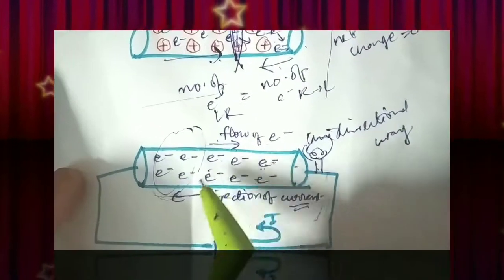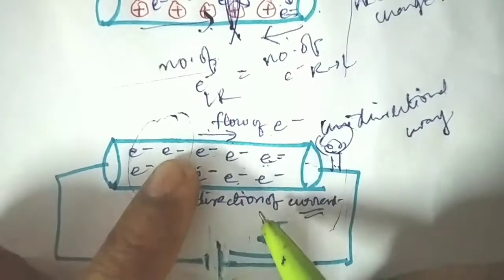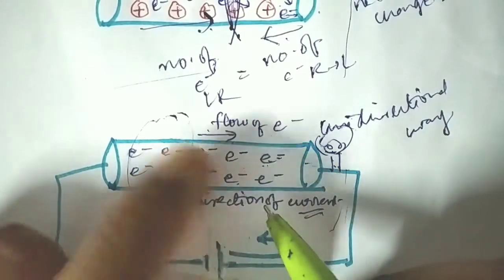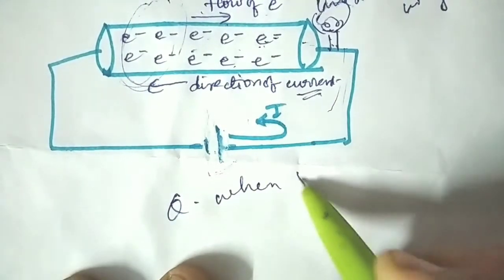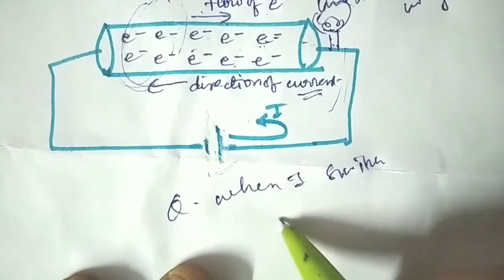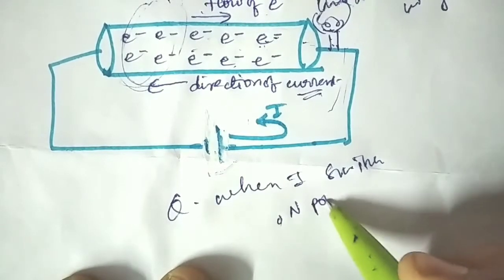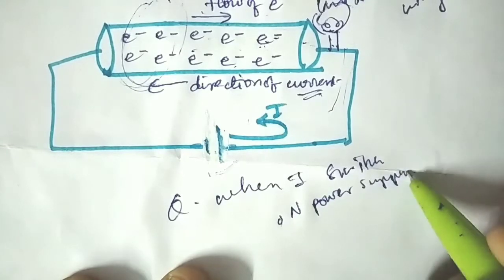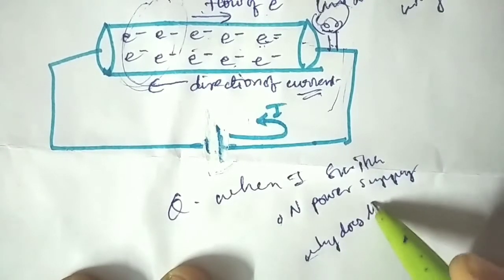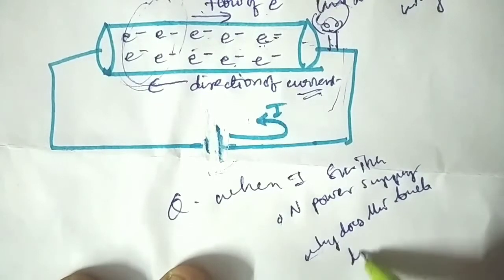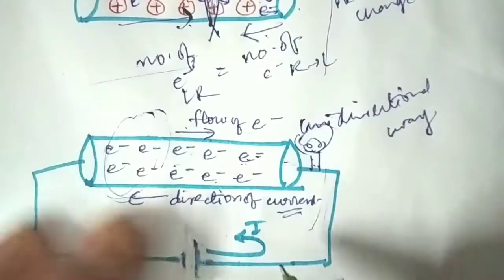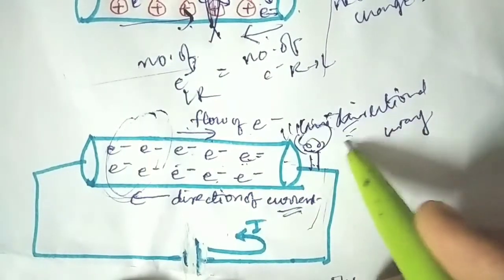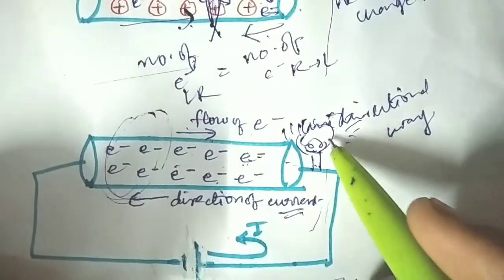Now the direction of current will be opposite to the direction of the flow of electrons. Just keep this in mind. Now the question arises: when I switch on the power supply, why does the bulb light up immediately? It doesn't take a little bit of time; within seconds it lights up immediately.